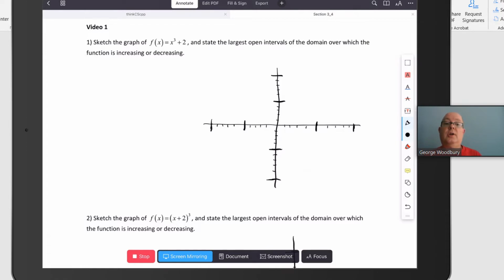We're going to review some graphs involving shifts, reflections, etc. We're going to start off with the first two involving either a vertical shift or a horizontal shift. We want to graph f of x equals x cubed plus 2.